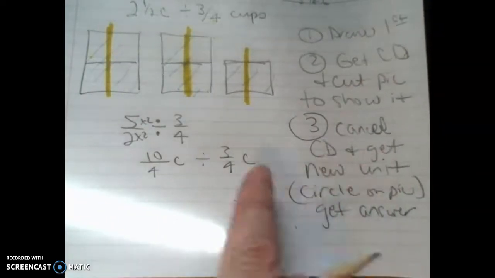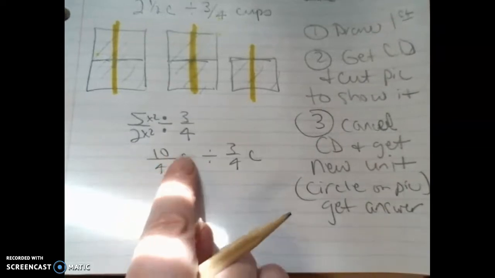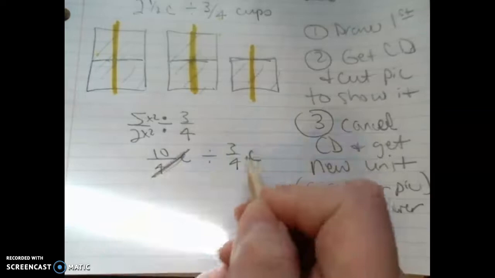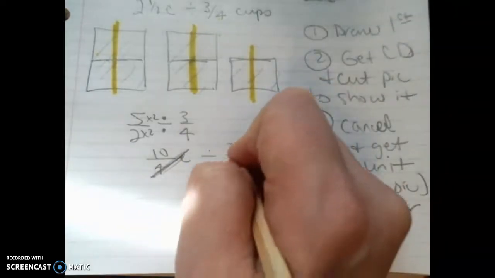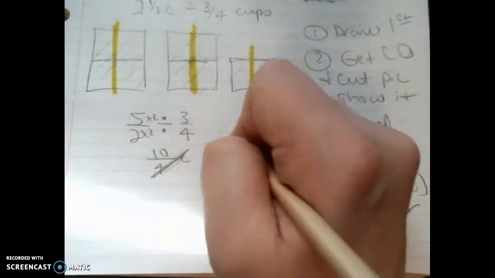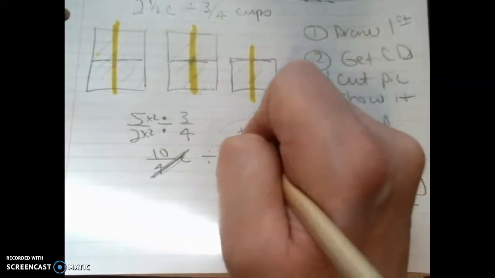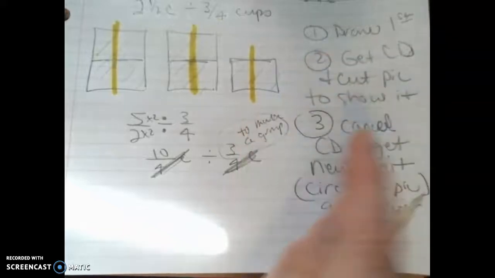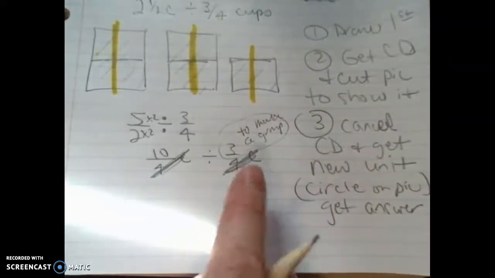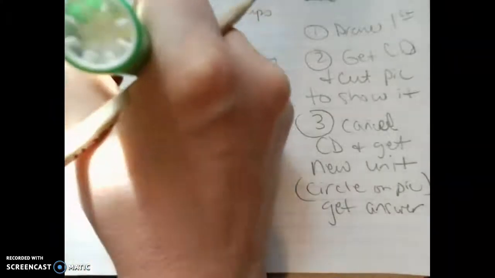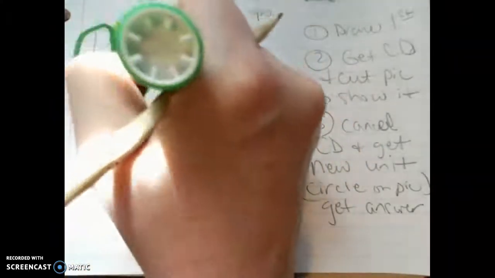Step 1, cancel the common denominators. Because what I'm doing is I have 10 1/4 cups, and I'm dividing by 3 1/4 cups. So instead, I'm focusing that it takes 3, basically I'm going to say 3 scoops to make a group. I don't care that they're 1/4 a cup. I'm focusing that it takes 3 of them to make a group. And so then what you're going to do is you're going to circle and pick and get the answer. So my new unit is it takes 3 of these scoops, I don't care what size they are really, to make a group.